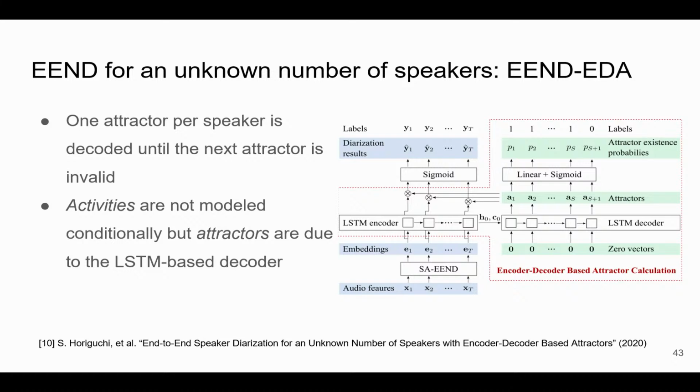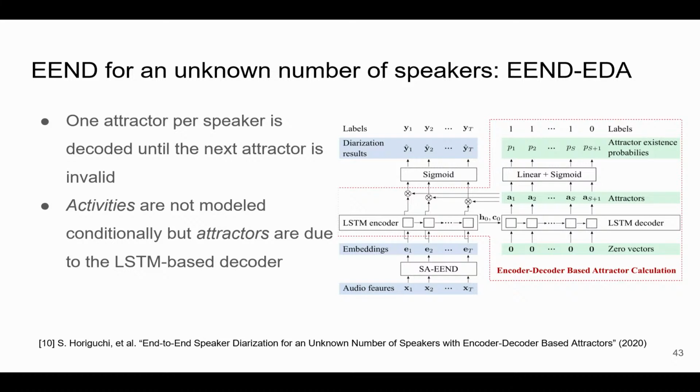So you vary that, and the model eventually learns that it has to classify the attractors as valid until at some point I will find one which is not valid, and I will stop decoding. So that's the scheme for finding the number of speakers.